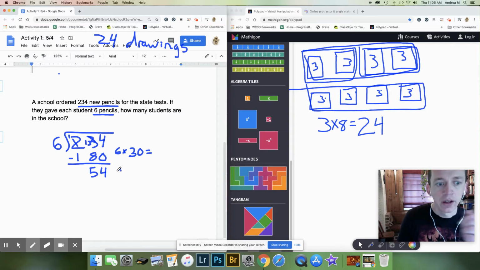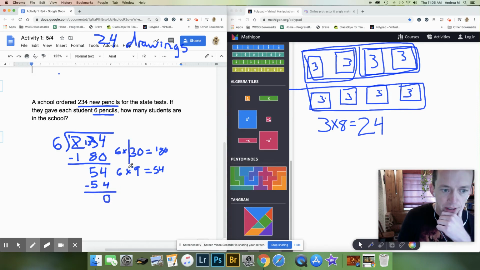Okay, then we can think 6 times 9 is 54. I'll make sure I put my labels here. And that means we can subtract that. We've shared that out. There are no pencils left over. So what does that mean? Right here, we handed out 30 pencils for every kid. And then we handed out 9. So then how many kids are in that school? That's going to give us a total of 39.